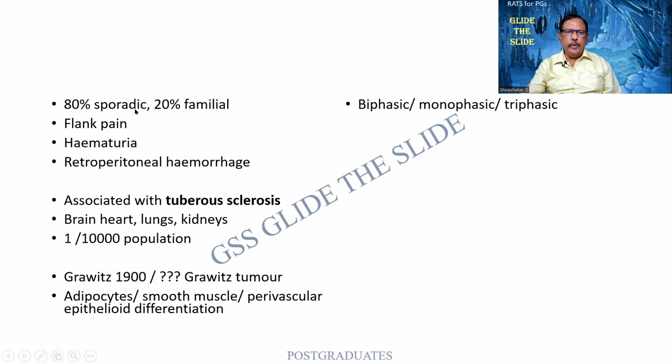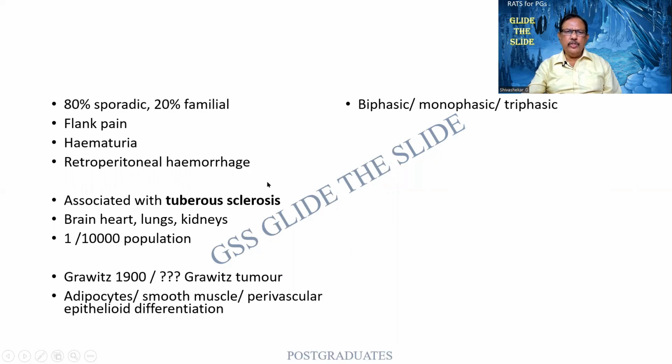80% of the cases are sporadic, 20% familial. The patient can present with flank pain. In fact, for any of the renal masses, flank pain or mass is one of the classical histories. Hematuria is typical of renal cell carcinoma also. And this, having a varied presentation, can be mistaken for a renal cell carcinoma, but in this case, there is no hemorrhage, no necrosis. Retroperitoneal hemorrhage can be present because of the tumor.